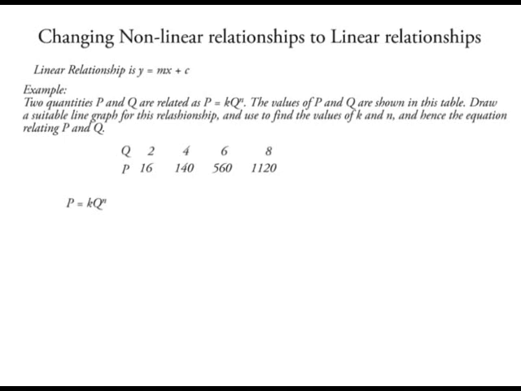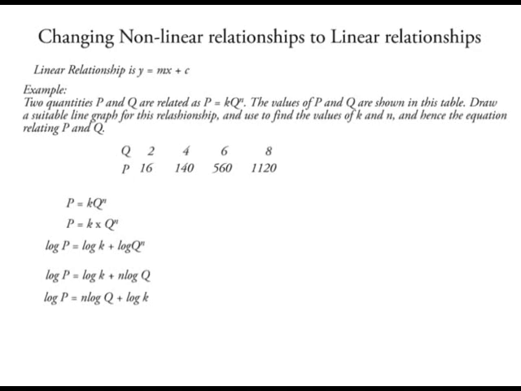Rewrite that p is equal to k times q raised to power n. We take logs on both sides. Remember the rules of logarithms? Multiplication means addition of logarithms. So we have log p is equal to log k plus log q raised to power n. Again, we had another law of logarithm, and if we apply it, we shall have log p is equal to log k plus n log q. Rearrange that. Log p is equal to n log q plus log k.